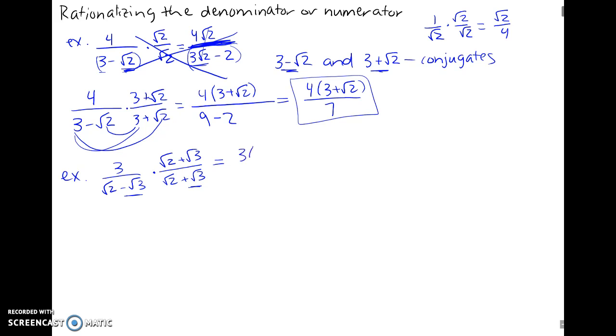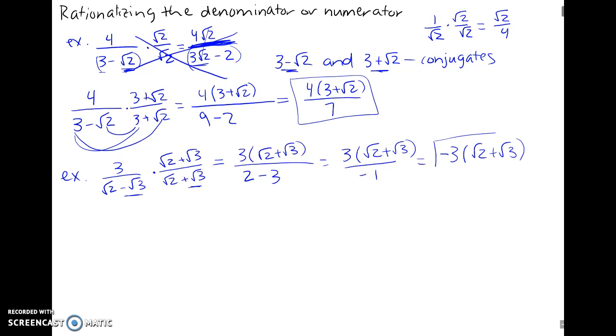Okay, so you have 3 times root 2 plus root 3 over root 2 times root 2 is 2. Negative root 3 times positive root 3 gives me negative 3. So I have 3 times root 2 plus root 3 over negative 1, or I can just write that negative 3 times root 2 plus root 3. Okay, so I've gotten rid of the fraction in that denominator. Okay, so we have those two, and then sometimes it's going to ask you to rationalize the numerator.